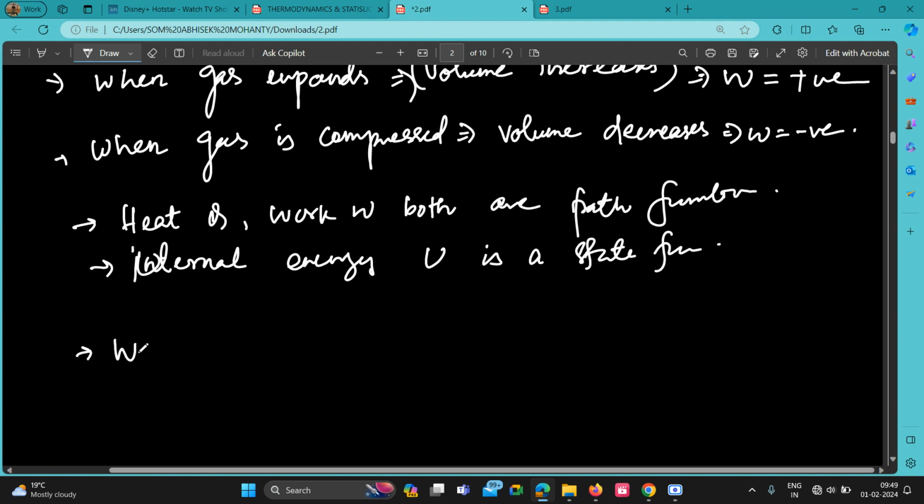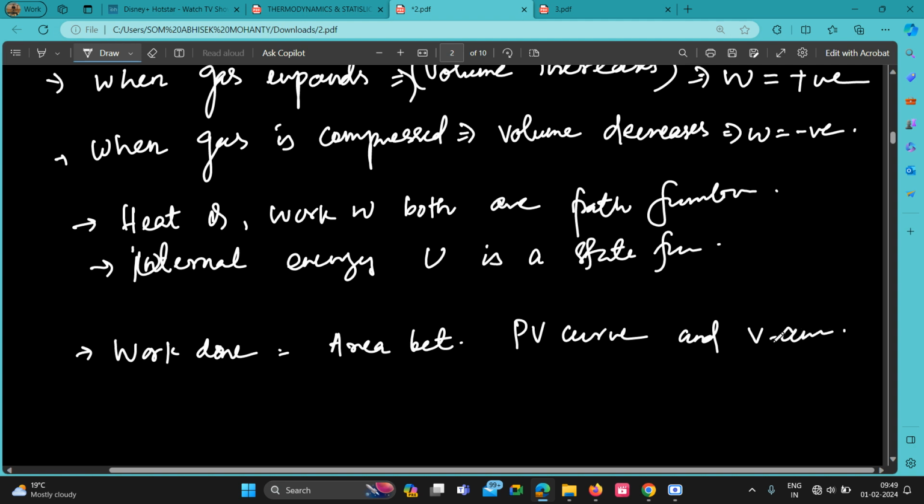So another formula, work done. Work done is the area between the PV curve and the V axis.